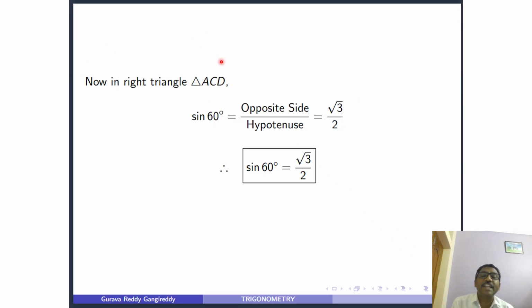Now in right triangle ACD, sin 60 degrees is equal to opposite side by hypotenuse. This is equal to root 3 by 2. Therefore, sin 60 degrees is equal to root 3 by 2.